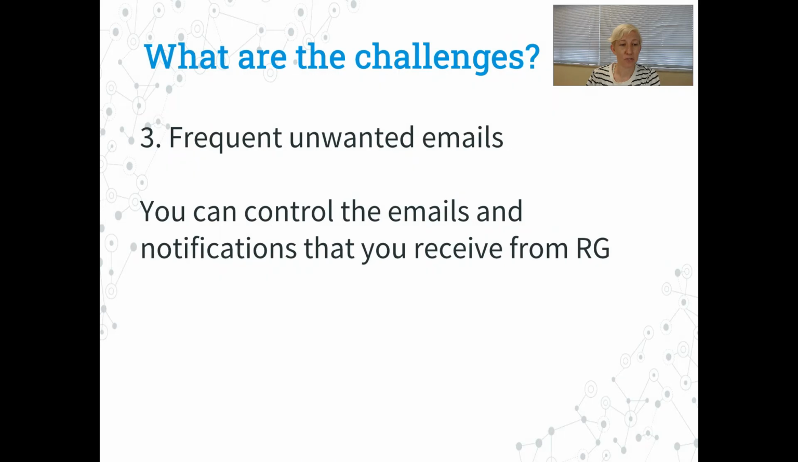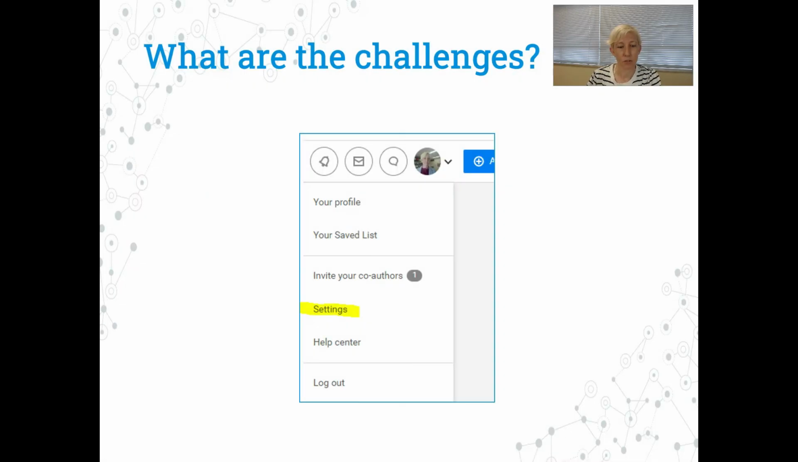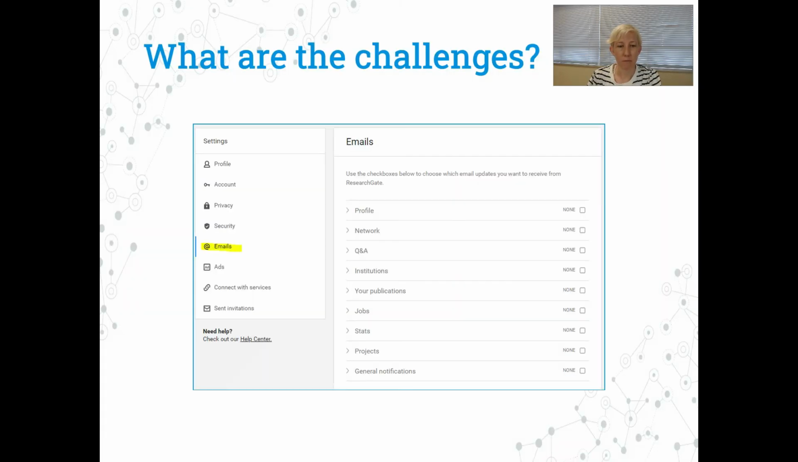So what we can do is control the emails and notifications that we receive. If you go to settings, and then if you go to emails, you'll see a big list, and you will check the different types of emails that you would like to receive. And you can see this is my profile settings. I receive no emails, so I've never received an email from ResearchGate since I removed the settings here. So quite an easy fix.